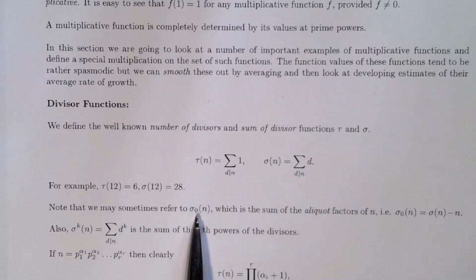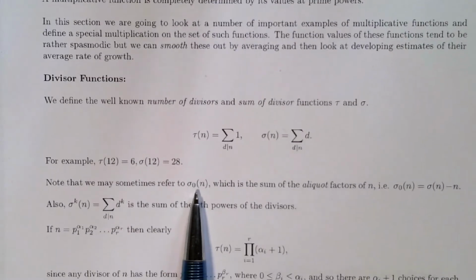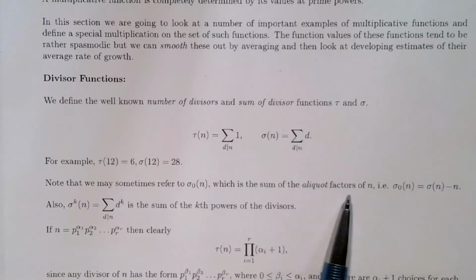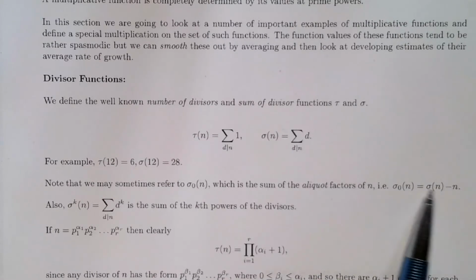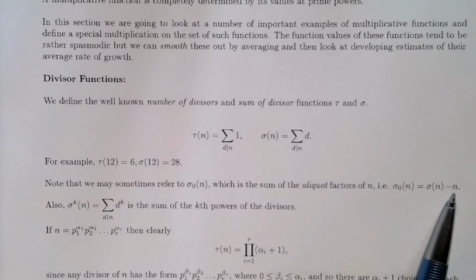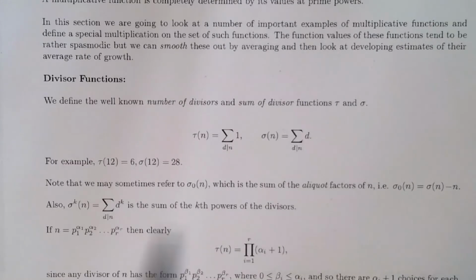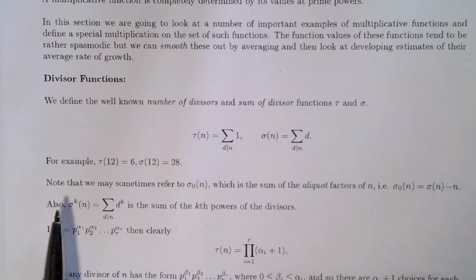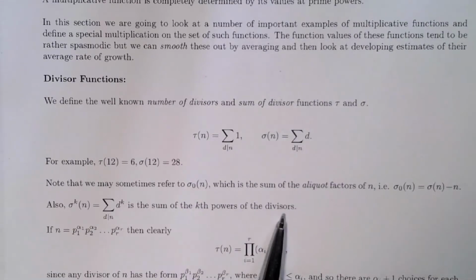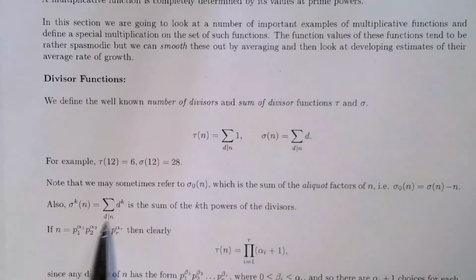Sometimes we're going to refer to sigma 0 of n, and that is the sum of the so-called aliquot divisors of n. That is, you don't count n itself, so that'll be just sigma of n minus n itself. So you count all the factors of n excepting n. We'll also use this notation for sigma to the k of n. This does not mean the kth power of sigma. What it means is the sum of the kth powers of the divisors. So it's the sum over the divisors d of n of d to the k, for some fixed positive integer k.